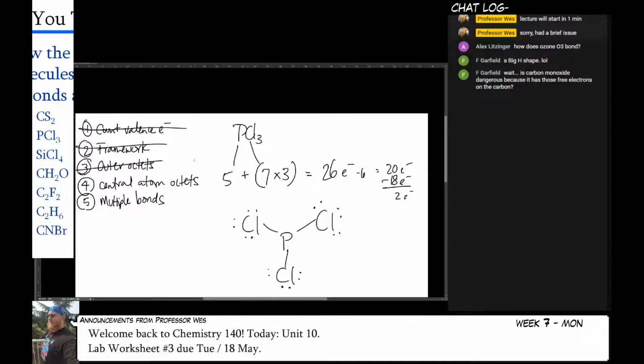Now we can do octets on the central atom. Well, I have 2 electrons left, so they're going to go right there. That one's done too. No need for multiple bonds. Everything is done. There's your structure. PCl3 looks like that.